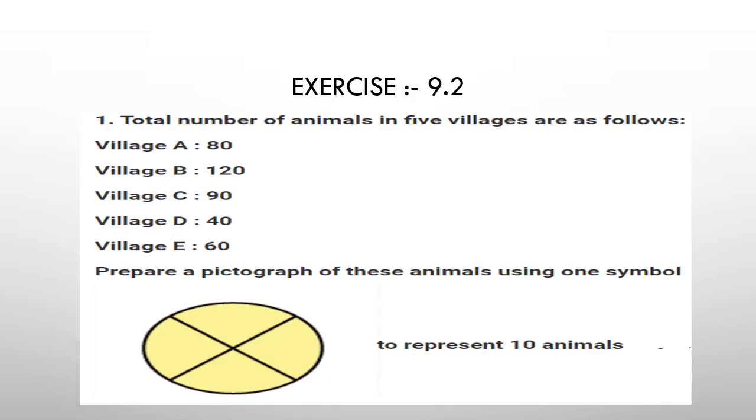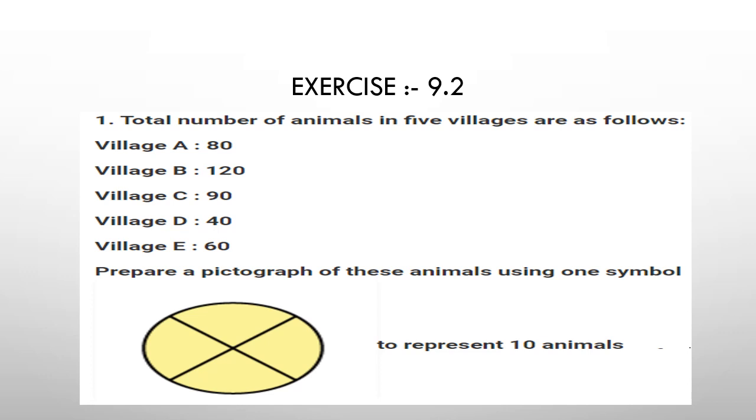Now, let's move on to exercise 9.2. Children, this exercise 9.2 you have to do in your classwork. Let us see the first question. The total number of animals in 5 villages are as follows. Village A 80, Village B 120, Village C 90, Village D 40 and Village E 60. Prepare a pictograph of these animals using one symbol.